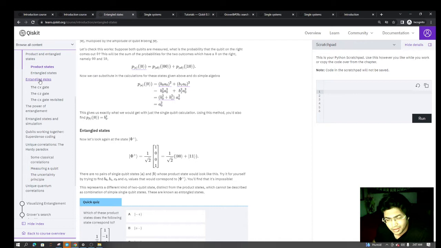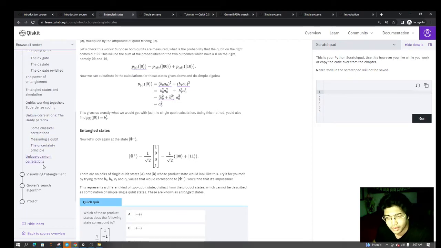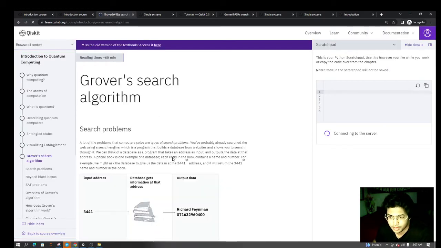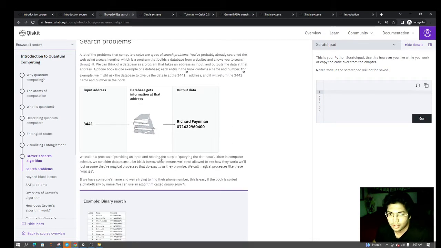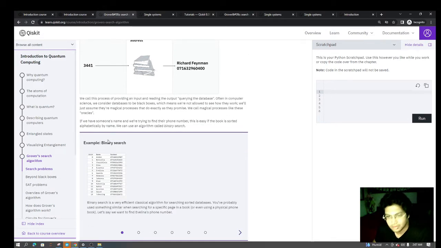Now, once they have taken you through all this, and you have developed some sort of intuition about qubits, they will take you through one of the classic algorithms, that is Grover's search algorithm. This is basically a problem where they are trying to query an unstructured database. And by unstructured, I mean that there is no early information that you have about how the data is being stored. So let's say you cannot apply something known as binary search.